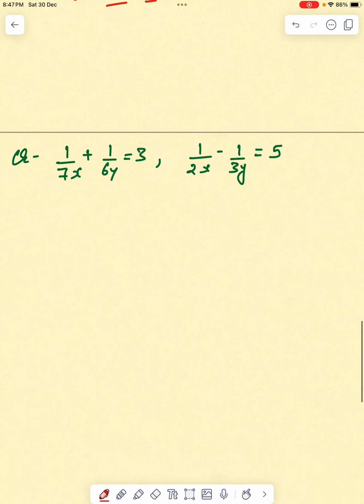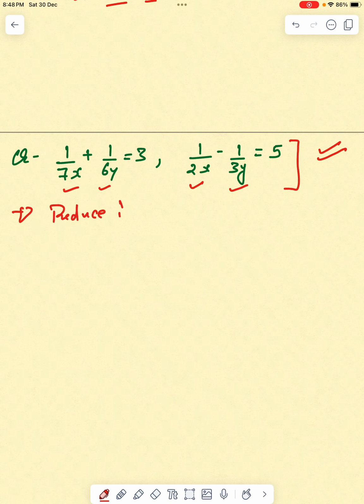Okay, now since in this question the given system of linear equation is not in the linear form, first what we have to do, we have to reduce it into the linear form.